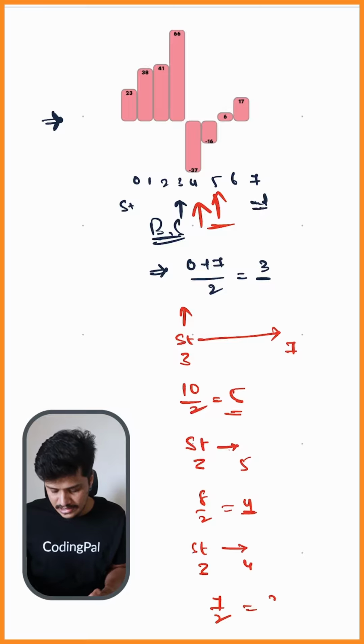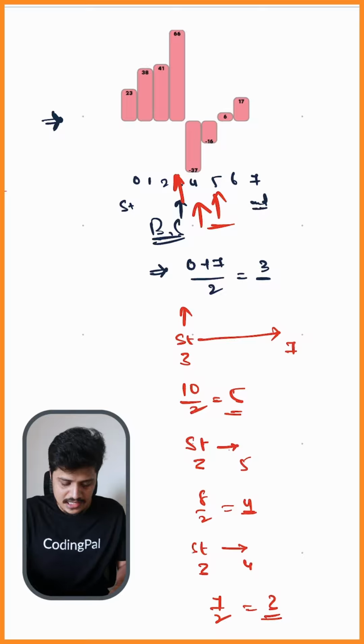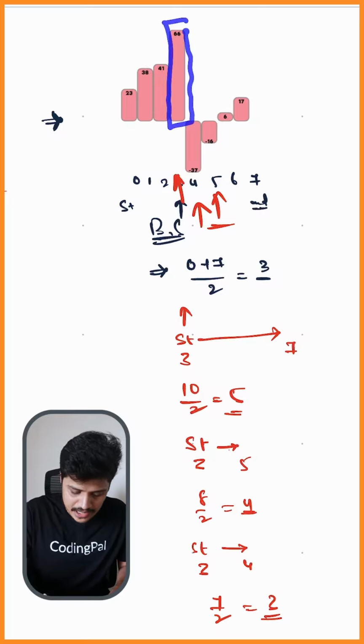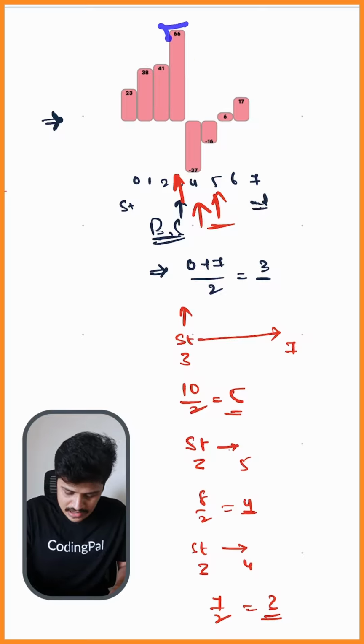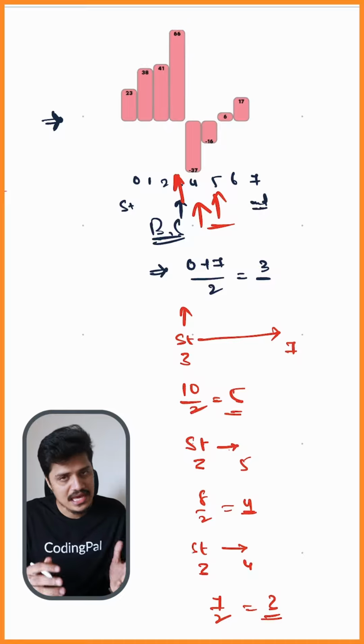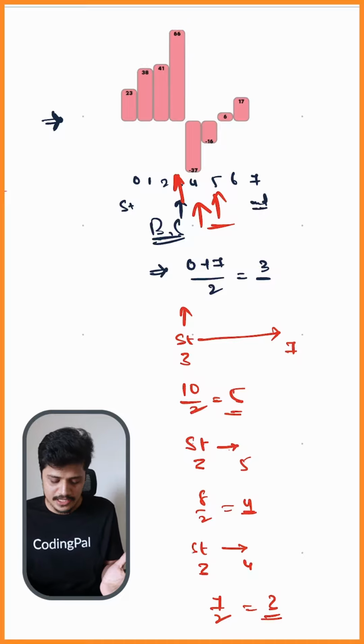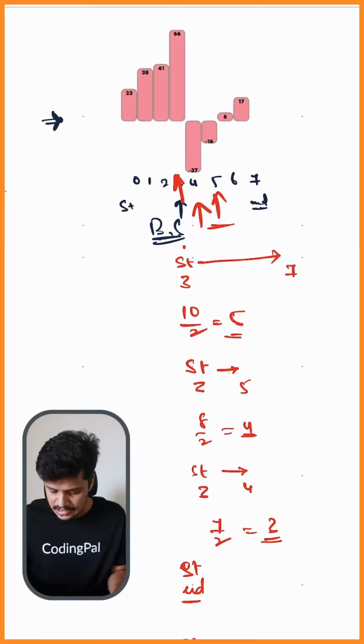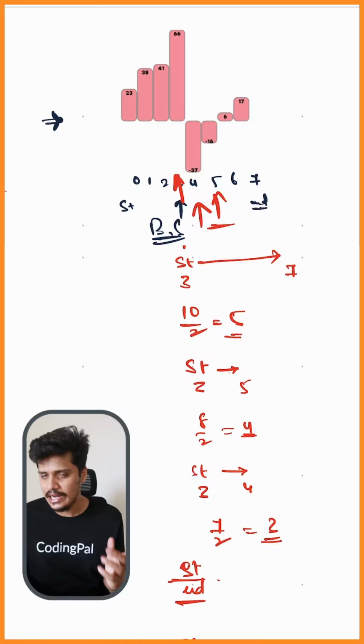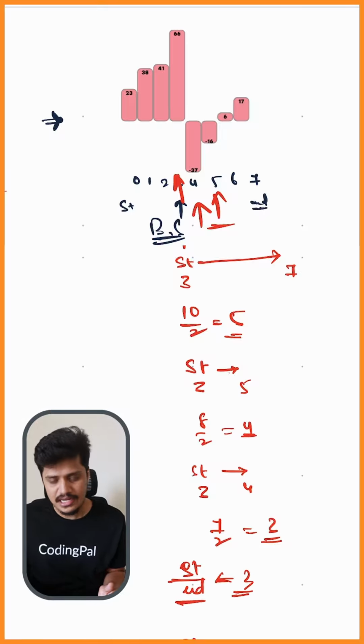Again we calculate the middle. The middle is index 3. Again the value at the middle and the value at the start are compared, and they are equal. At this point we update end with the start itself. So both start and end will be pointing to index 3 itself.